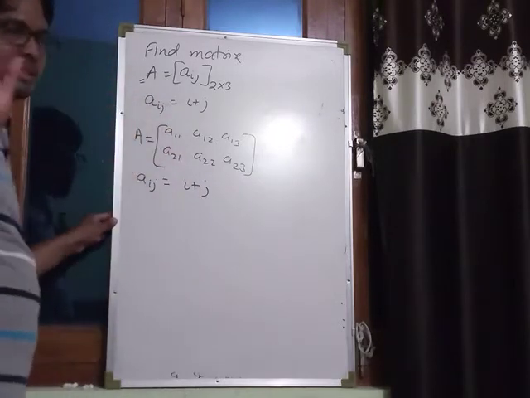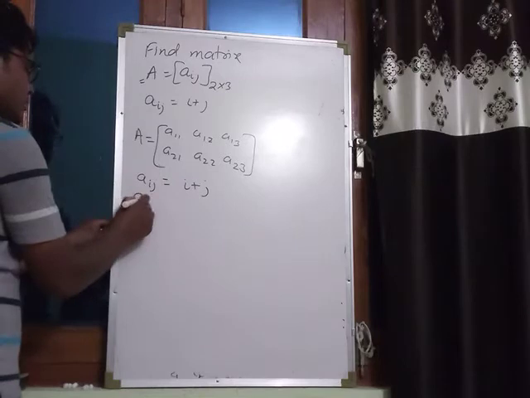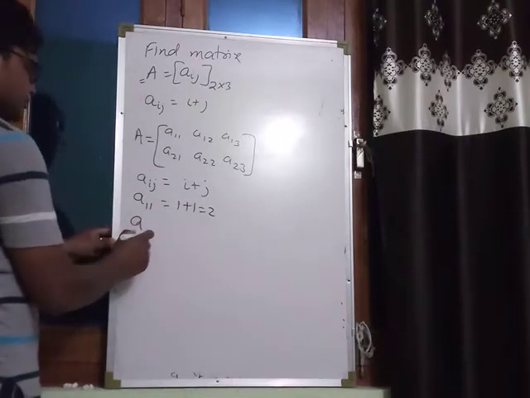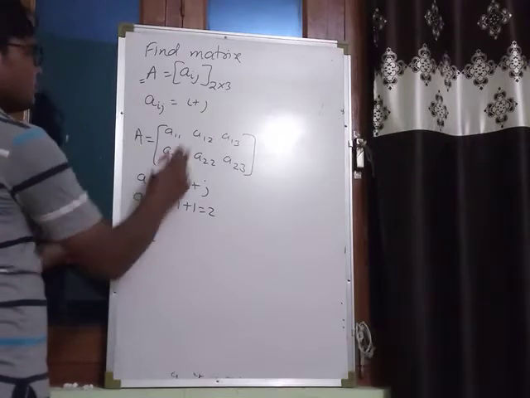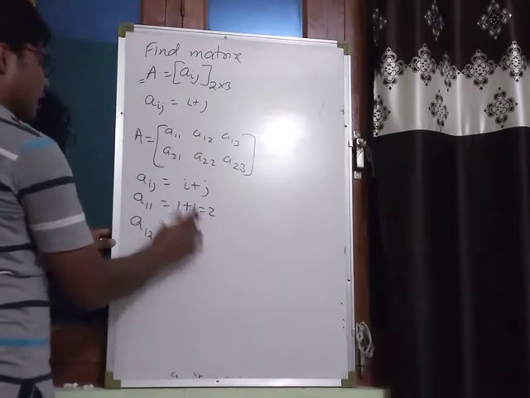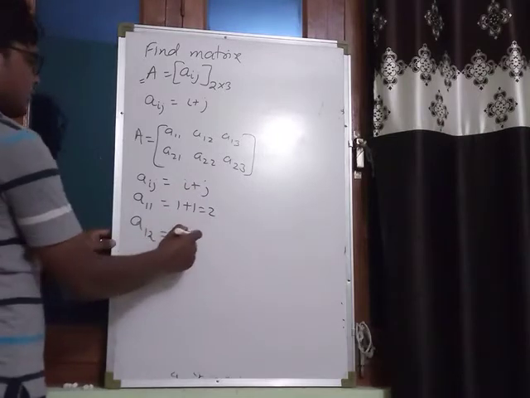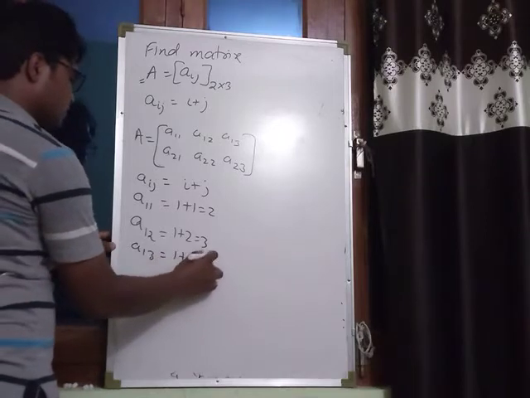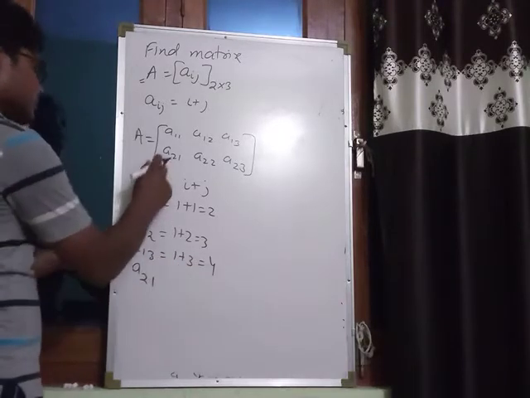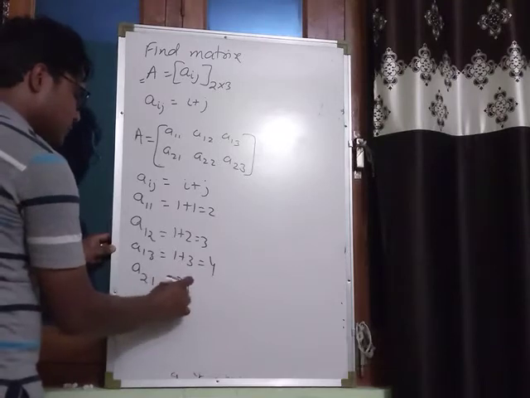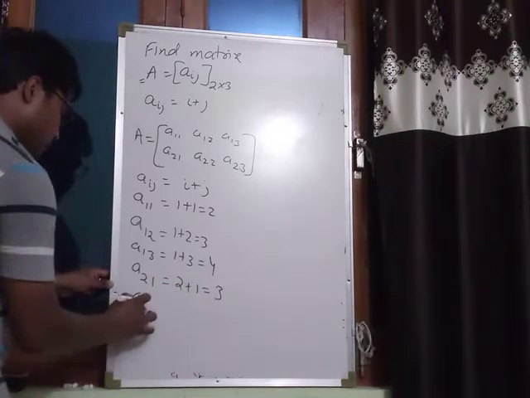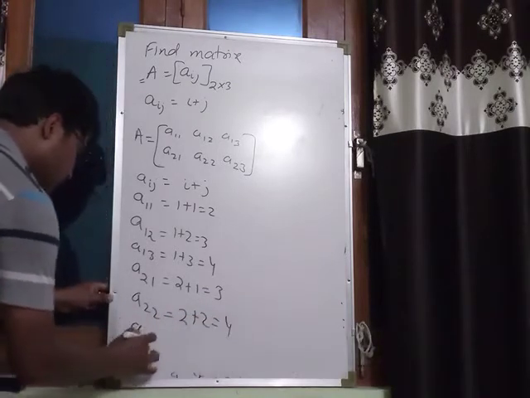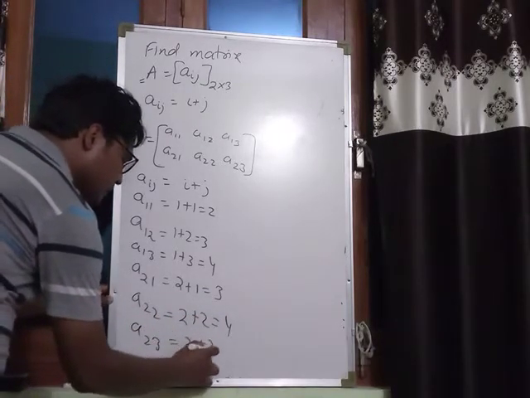Very simple, मैंने एग्जांपल लिया है. Then A11 find out कर लो. A11 will be 1 plus 1, that is 2. A12 that will be 1 plus 2, i plus j, ये i है ये j है, that is 3. A13 that is 1 plus 3, that is 4. A21 that is i plus j, that is 3. A22 that is i plus j, that is 4. A23 that is i plus j, that is 5.